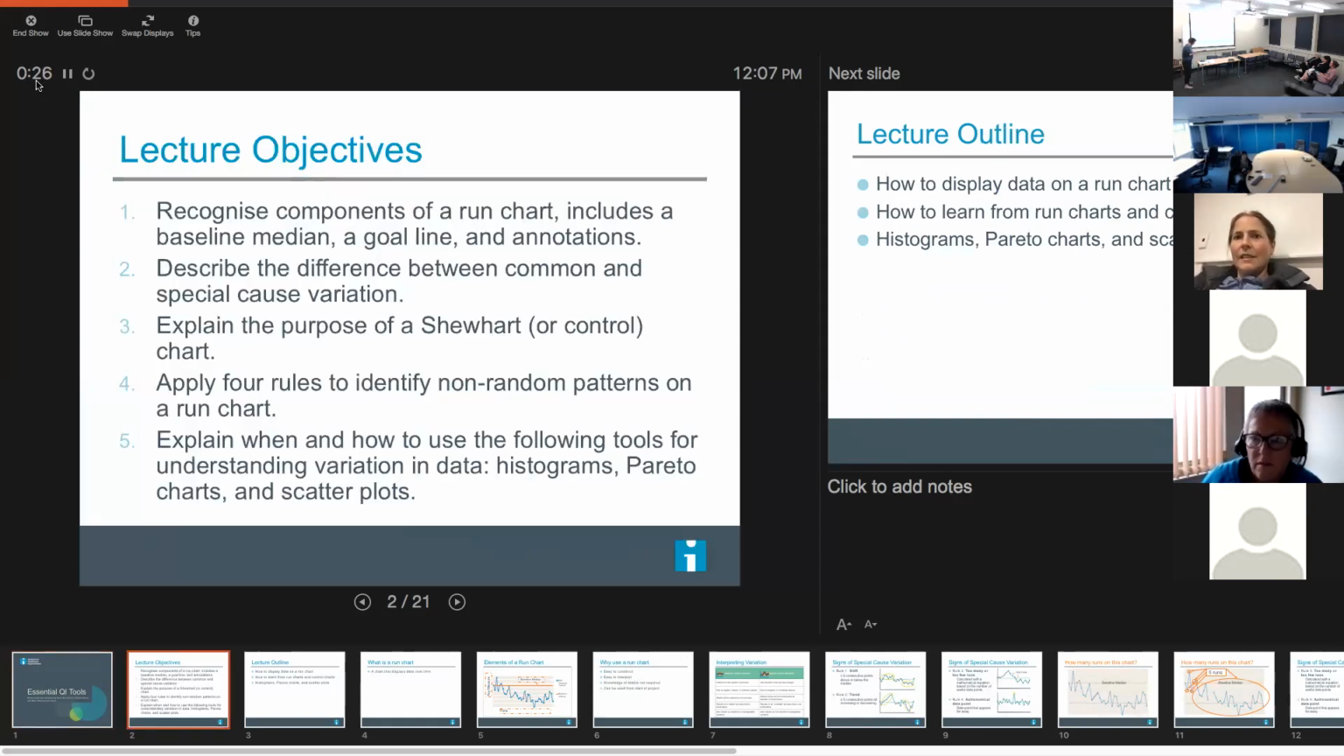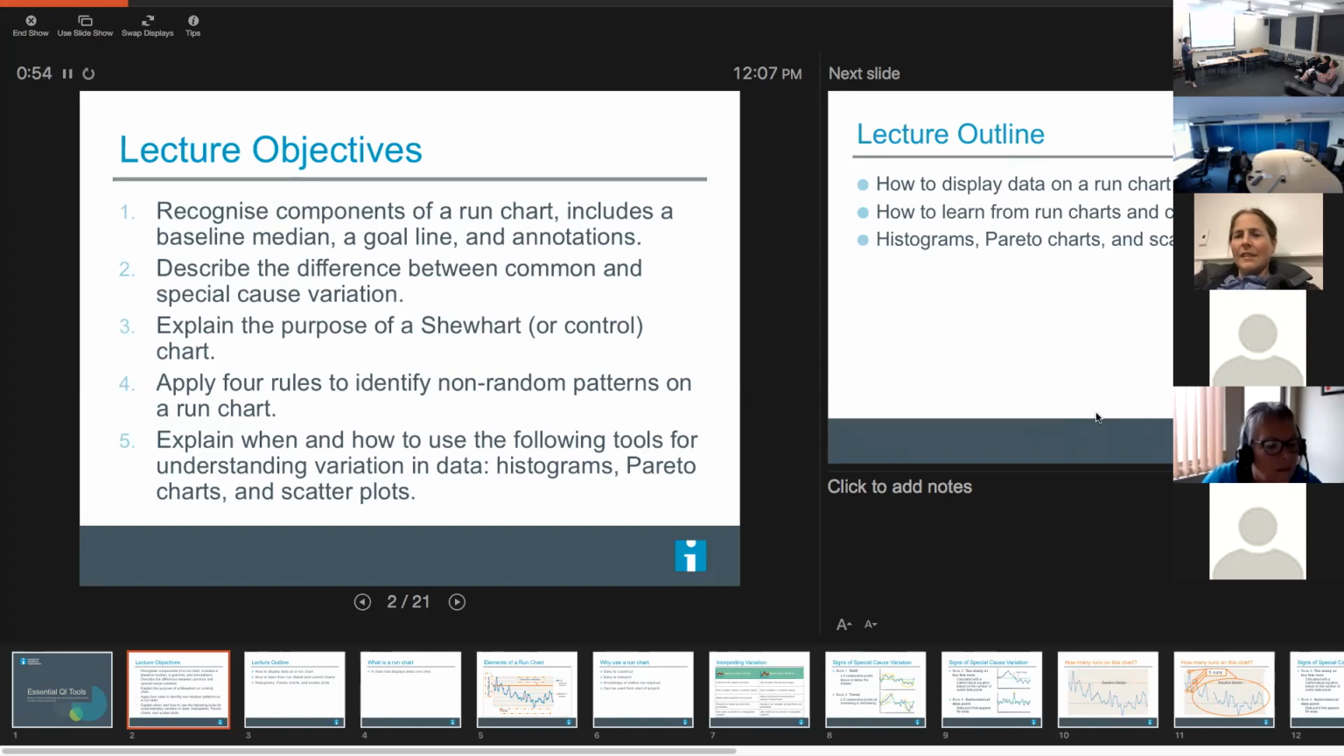The objectives of what we're going to do today is we're going to have a look at run charts and look at the different components of the run charts, see if we can start to become familiar with the different parts that make up the run chart. We're going to have a look at some of the information the run chart can give us, and in particular we can start to look at what's called common cause variation and special cause variation, so we'll start to have a look at that.